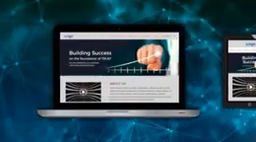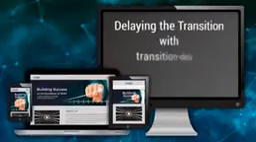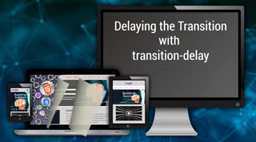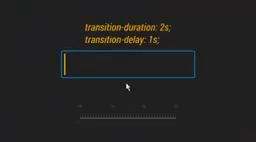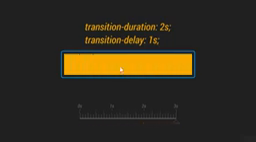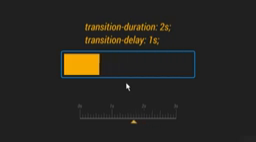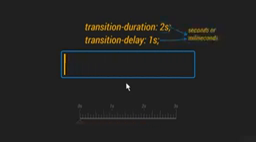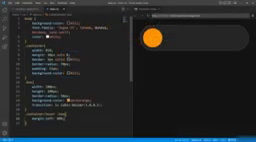The transition delay property makes the transition wait for the specified duration as the transition comes into effect. So basically it tells at what duration the transition will start. The value of duration is defined in seconds or milliseconds. So let's implement this. I'm continuing with an example we saw in the previous lecture.